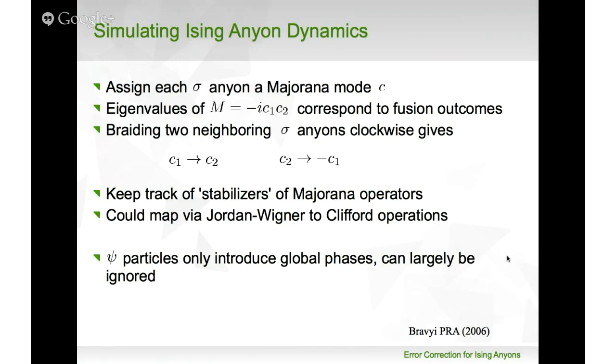We can, so I mentioned that we can simulate the dynamics of the Ising anions. So to do that, one natural thing you can do is you can associate to every sigma particle... So actually, let me back up. Because the fusion products of collections of psi particles are, this is the last bullet point down here.